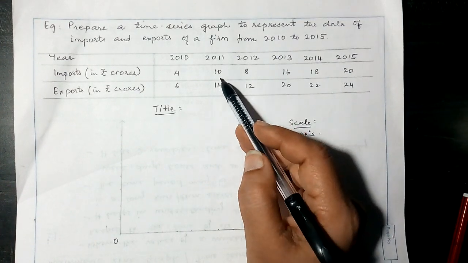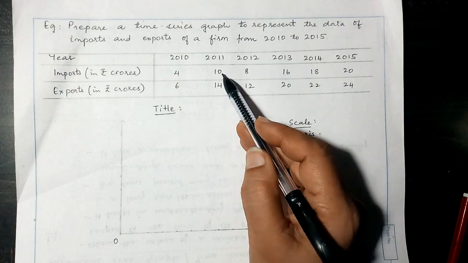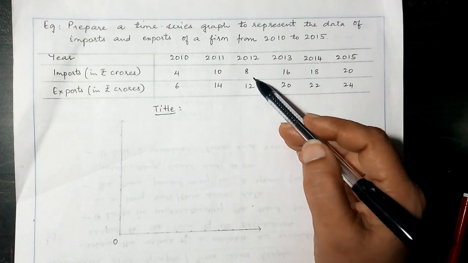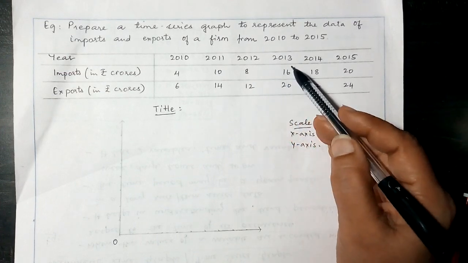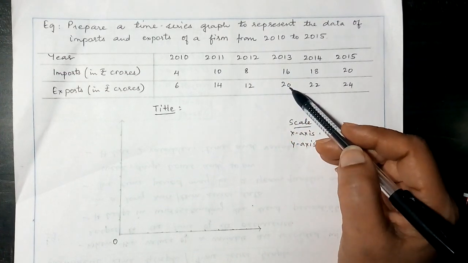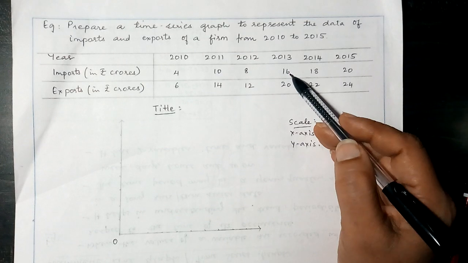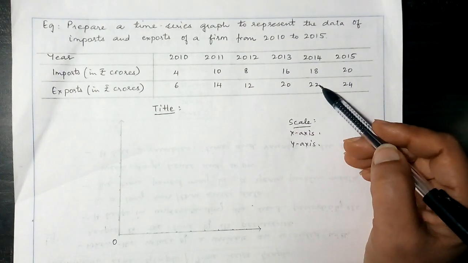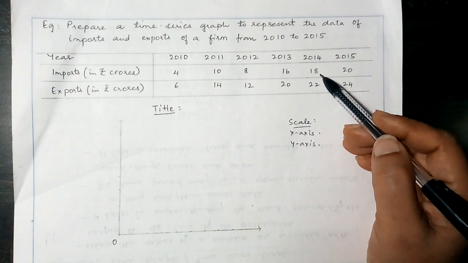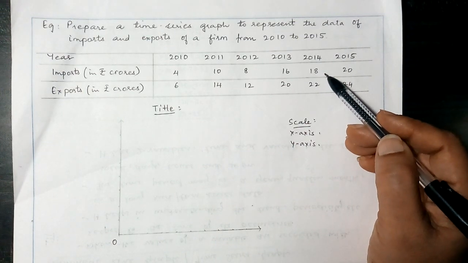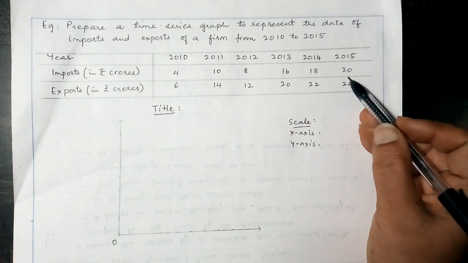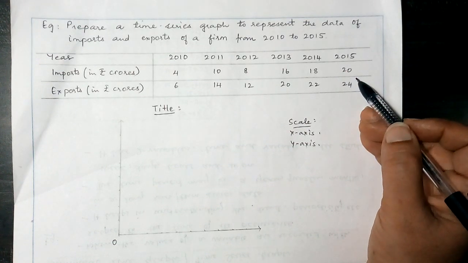Now in 2011 we find exports are 14 and imports are 10. In 2012 exports are 12, imports are 8. In 2013 exports are 20 crores and imports are 16 crores. In 2014 we find exports to be 22 crores and imports to be 18 crores. Likewise, in 2015, exports are 24 crores and imports are 20 crores.